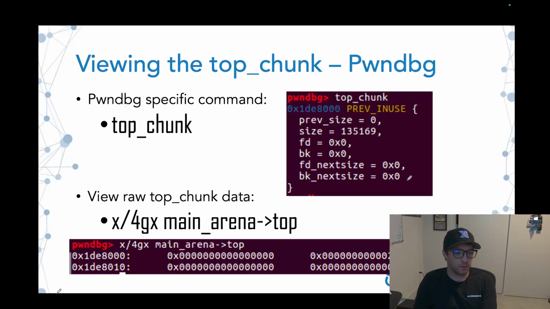So when you view this in Pwndbg, you can look for the top chunk. There's actually a top_chunk command that will give you information about where the top chunk is and such. But there's also the main arena top, which you can view as well. That gives you a little bit more information about it. Notice how these values are the same. So that's how I would look for that information in GDB.